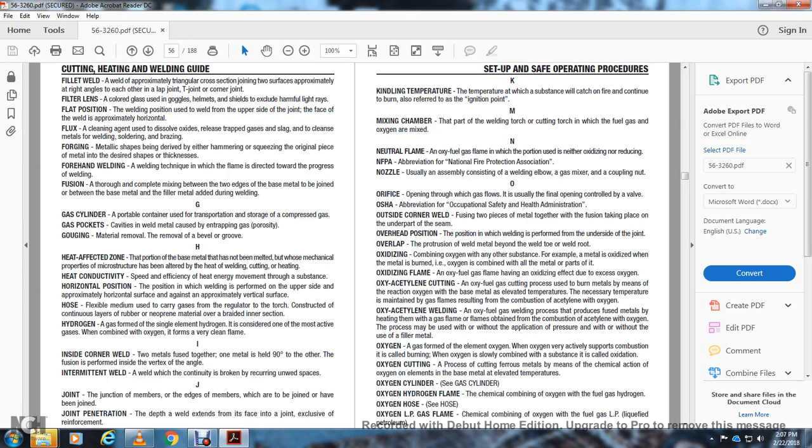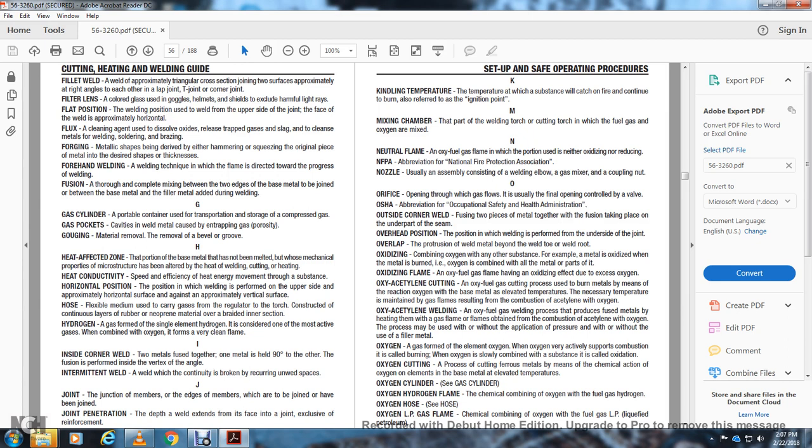Fillet weld: a weld of approximately triangular cross section joining two surfaces approximately at a right angle to each other, over a lap joint, T joint, or corner joint. Filter lens: a colored glass used in goggles, helmets, and shields to exclude harmful light rays. Flat position: a welding position used to weld the upper side of the joint with the face of the weld approximately horizontal. Flux: a cleaning agent used to dissolve oxide, release trapped gas and slag, that can clean the metal for welding, soldering, or brazing. Forging: the metallic shape delivered from either hammering or pressing the original piece of metal into the desired shape and thickness.